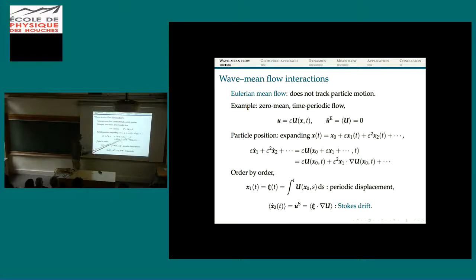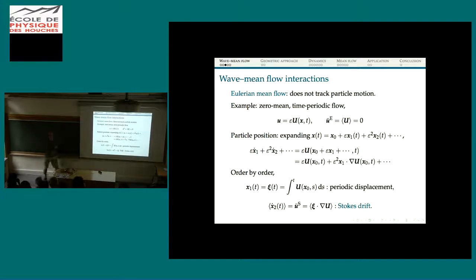I expand in Taylor series the u here, right? So you get first a term which depends only on time, and then you get this nonlinear term which matches this x2. So to leading order, x1 just matches u, which you can integrate. It's a periodic function with zero mean. So that gives you some bounded displacement, but then to next order in x2, you get this famous Stokes drift. You get the fact that there is a quadratic motion given by this correlation between the gradient of the velocity and the linear part of the flow, so the perturbation.